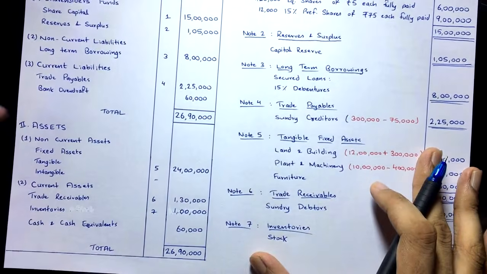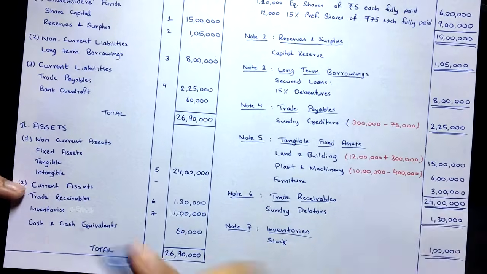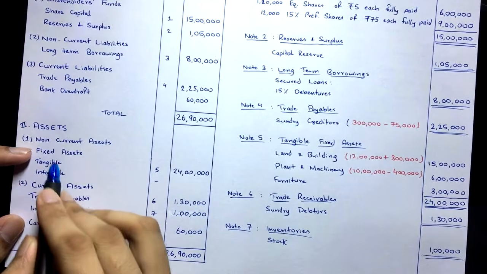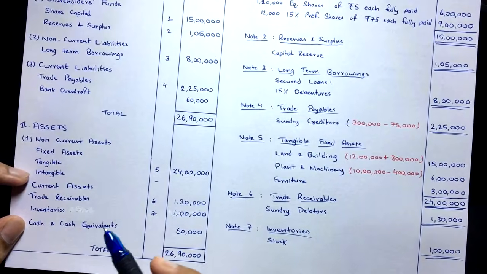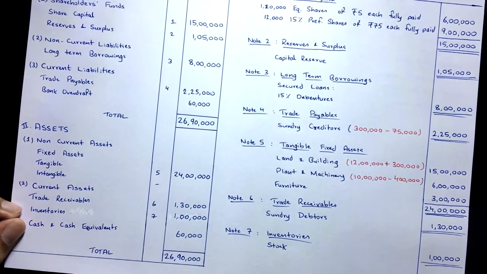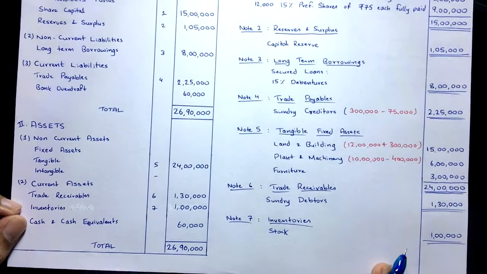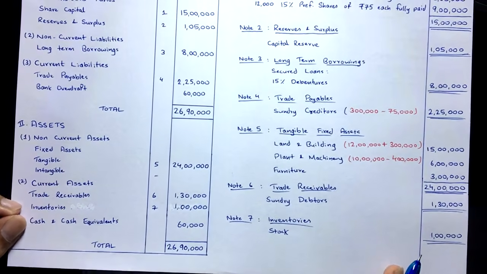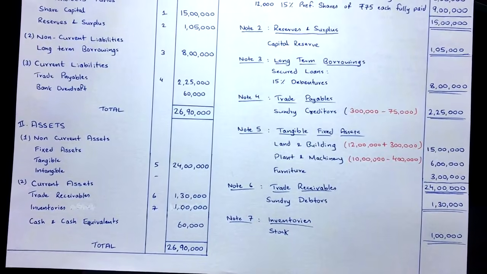And in assets also: non-current assets, current assets, fixed assets as another head, then tangible, intangible. And then current assets: trade receivables, inventories, cash and cash equivalents. It's very simple. Okay, then see you in the next video. You understood this, right? Okay.